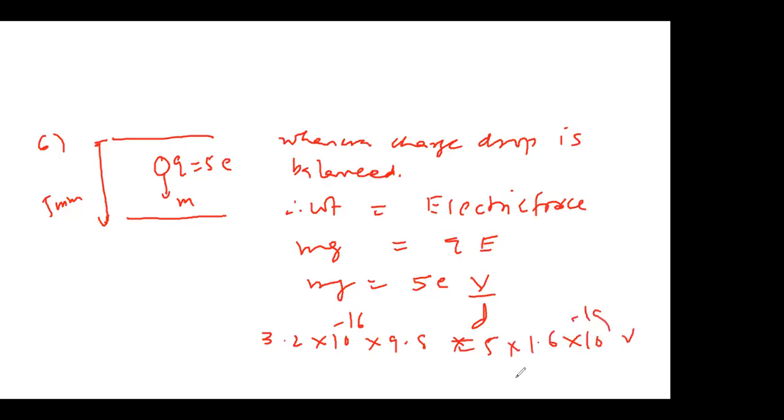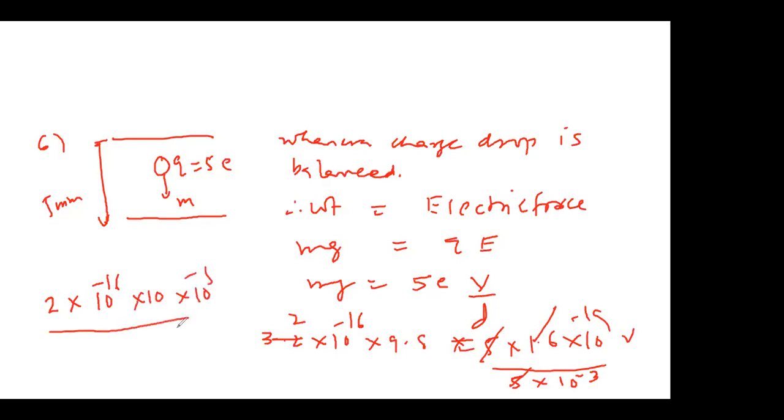We want distance, 5 millimeters, so 5 into 10 raised to minus 3 meter. 5 cancels. 1.6 into 2, so this becomes 2 into 9.8, approximately you can write 10, into 10 raised to minus 3 upon 10 raised to minus 19 equals V. 10 raised to minus 16 minus 3 minus 19 cancel. So 20 volt equals V. 20 volt is option B.